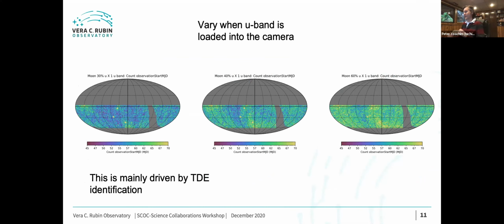All right, we're blitzing through a lot of experiments here. One experiment we also did was varying how often the U-band is loaded into the camera. This is mainly driven by tidal disruption event identification. And so just increasing the amount of time that U-band is in the telescope and how much U-band we're executing is one of our simulation sets.